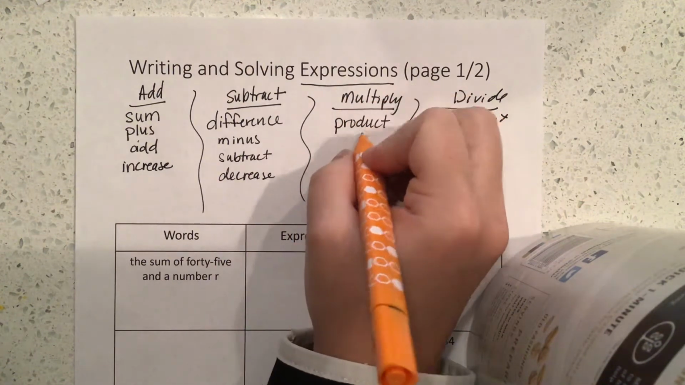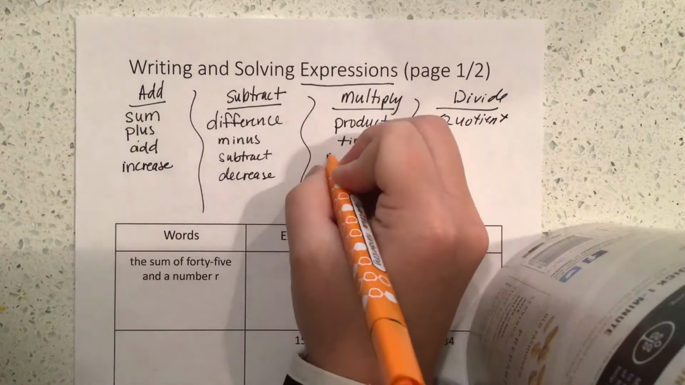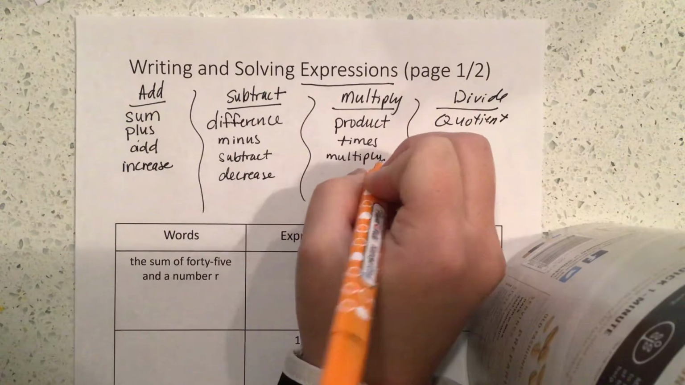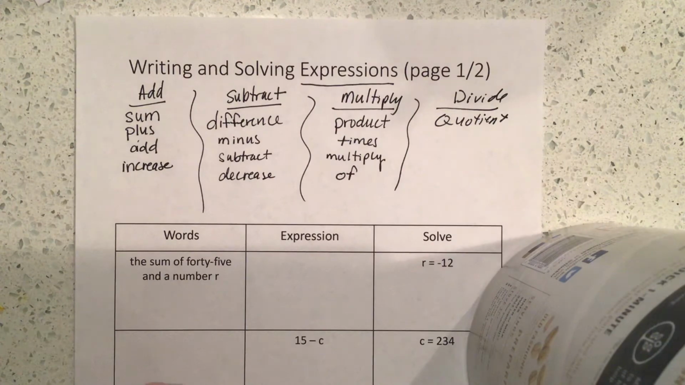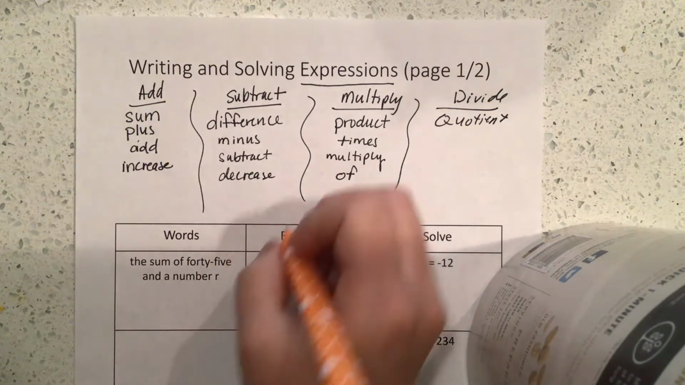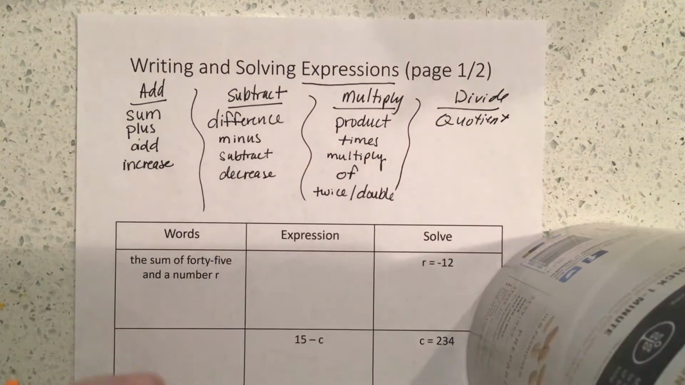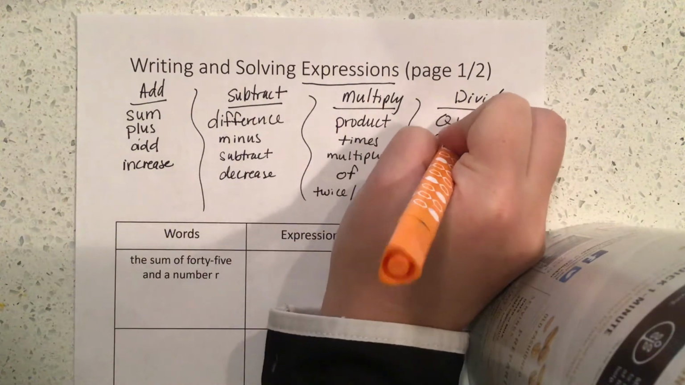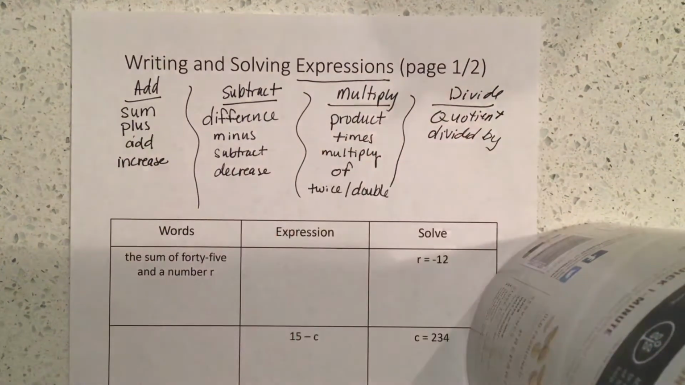For multiply, product, we could see the word times, 4 times a number. We could also see the word multiply. Now the other word that we might see often is the word of, and that does mean to multiply, or we might see twice or double. Those also mean to multiply. If you double 6, then you would multiply 6 times 2 to get 12. Now divide, there's not very many words to describe that, so we're just going to use quotient and divide. You're probably going to see divided by more often.